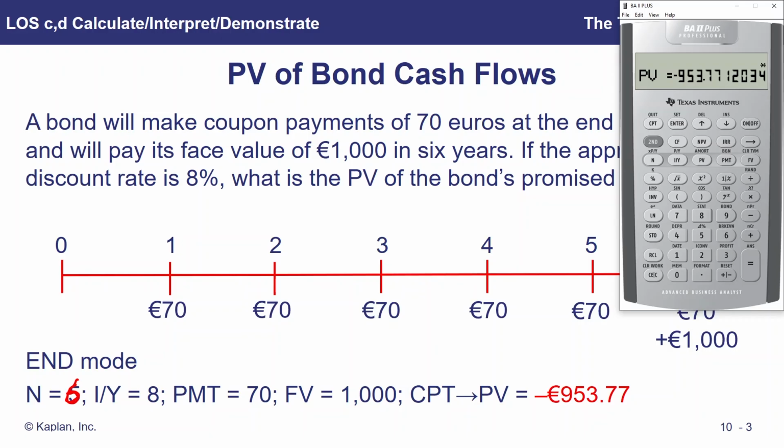And again, a way to interpret this is the bondholder would be willing to pay out $953.77 or 77 euros today in order to receive an annuity of 70 euros for 6 years plus a final payment of 1,000 euros.